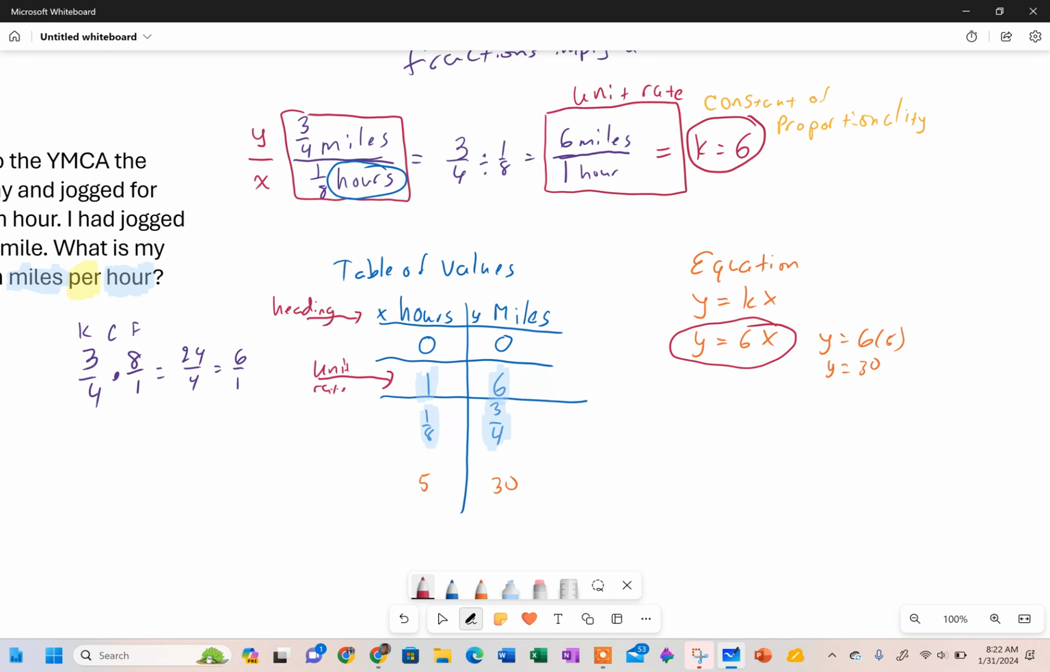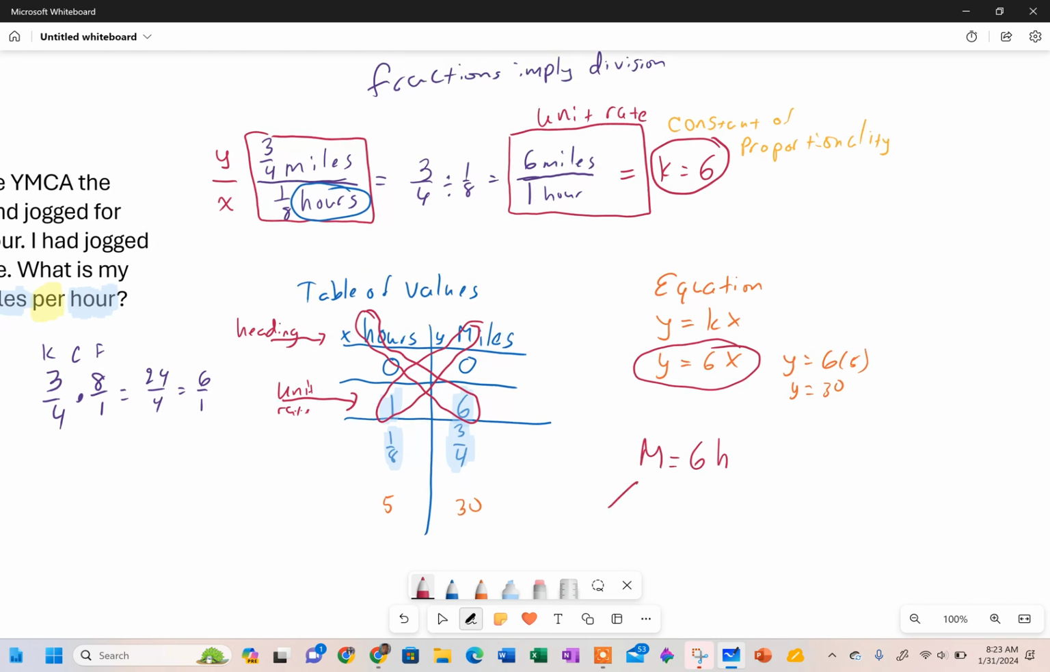And this is the heading of my table. If you cross multiply, you get 1 times m, which is m. But here, we're going to get 6 times h, which is 6h. And that actually makes a little bit more sense. The number of miles is equal to 6 times the number of hours I ran. So really, when h was 5, 6 times 5 gives you 30. M equals 30.